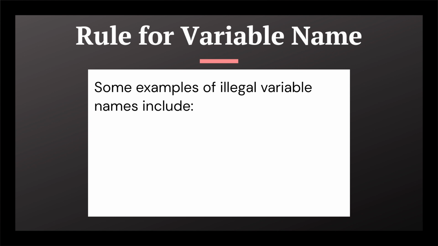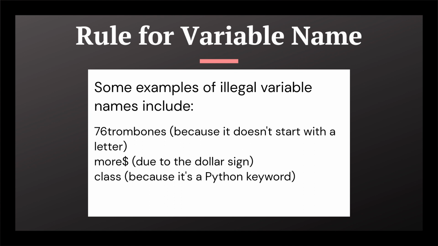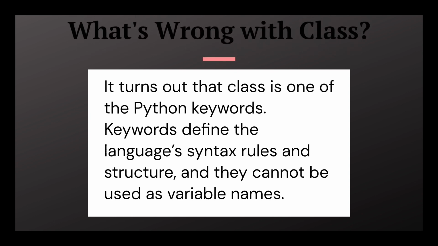Some examples of illegal variable names include 76trombones, because it doesn't start with a letter. more$, due to the dollar sign. class, because it's a Python keyword. But what's wrong with class? It turns out that class is one of the Python keywords. Keywords define the language's syntax rules and structure, and they cannot be used as variable names.